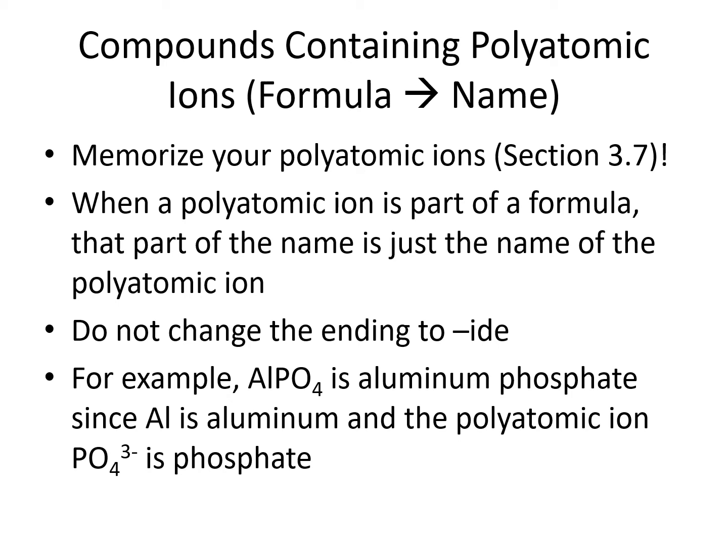Our second category of ionic compounds are those that contain polyatomic ions. First of all, you're going to need to memorize your polyatomic ions if you haven't already. Remember, they can be found in section 3.7 of your textbook or notes.